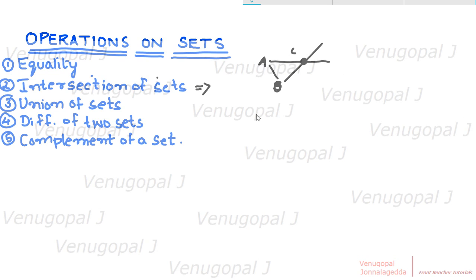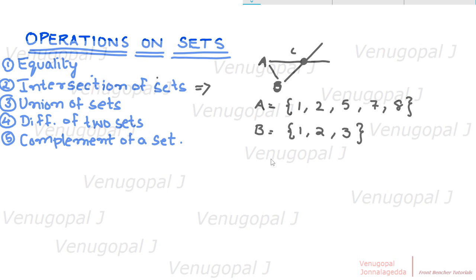For example, if I take A, I have this A which has a set of natural numbers 1, 2, 5, 7 and 8, and I have another set which is a set of natural numbers from 1 to 3.